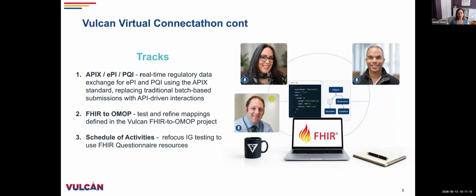Then FHIR to OMOP will again be led by Devere Gabriel, and she's been working with her work group to get them ready for this testing. And then scheduled activities will be led by Jeff Lowe. So we appreciate their support, and you can reach out to them if you have questions about specific tracks, or to me if you have any questions about the Connectathon at all. And again, I will drop the Confluence site link as well as the registration link in the chat.